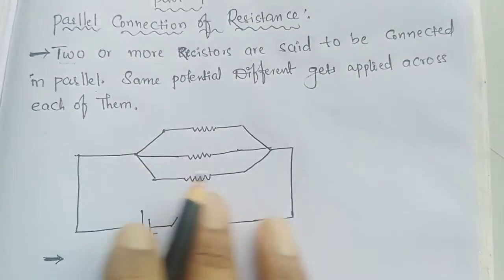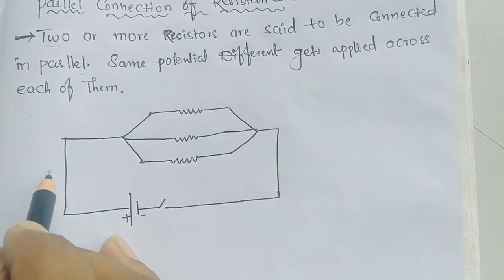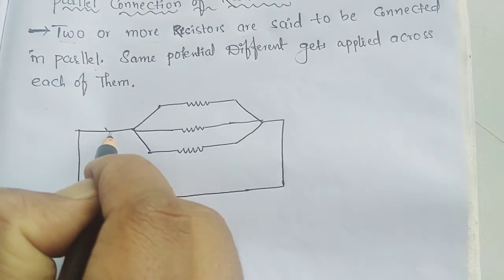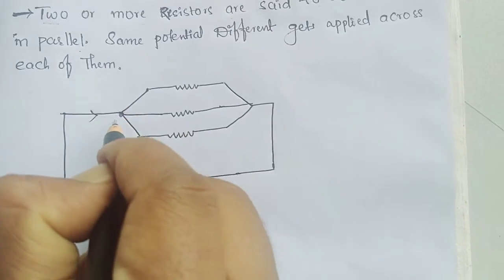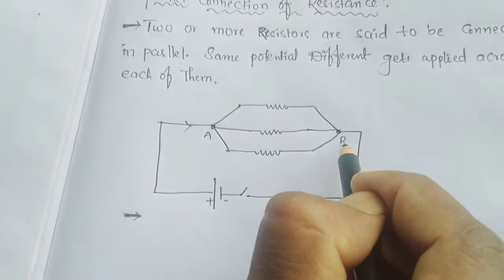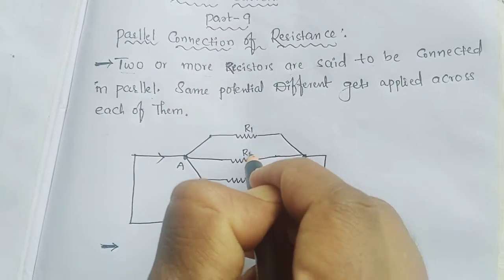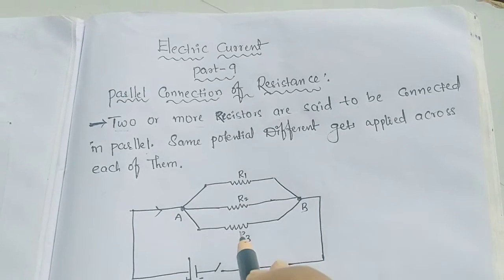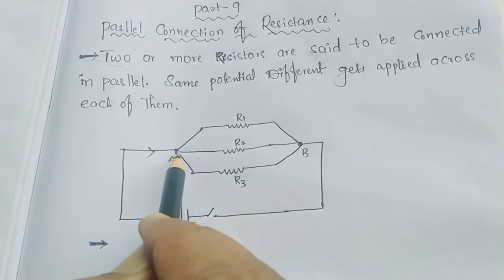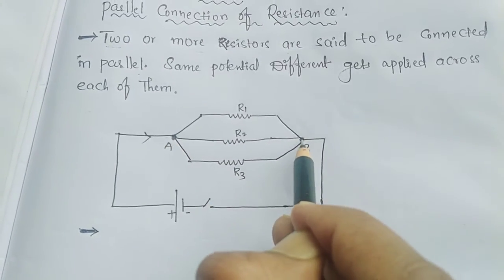So here it is a circuit. The current always travels from the positive terminal to the negative terminal of the battery. So here how many terminals do we have? Two terminals. What are they? One is A, another one is B. So how many resistors are here? R1 resistor, R2 resistor, R3 resistor. So how many potential points here? Two. One is A, another one is B.